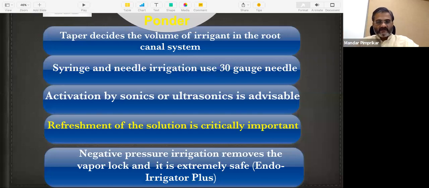Then negative pressure, which removes the vapor lock, and it is extremely safe. So you have to design your own strategy or irrigation protocol, combining a few things like a 30 gauge needle, either incorporating sonic, ultrasonic, or air sonics, and negative pressure wherever the anatomy of the canal allows you to do it. You should be doing it. So spend more time on irrigation and you will be delighted with your predictability and treatment outcomes in your day-to-day practice. I'm going to show you some of the cases.